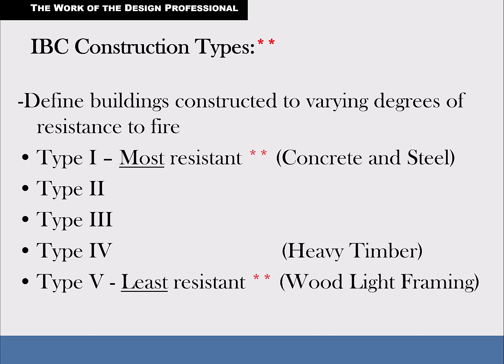As you go down the list to the bottom, the least fire resistant is type V or type 5. And that's because it's basically wood light framing, wood light frame construction. So framing up a house, it's okay. Residential construction, you can use type 5 construction. For institutional buildings, you've got to use type 1, and everything else is somewhere in between.